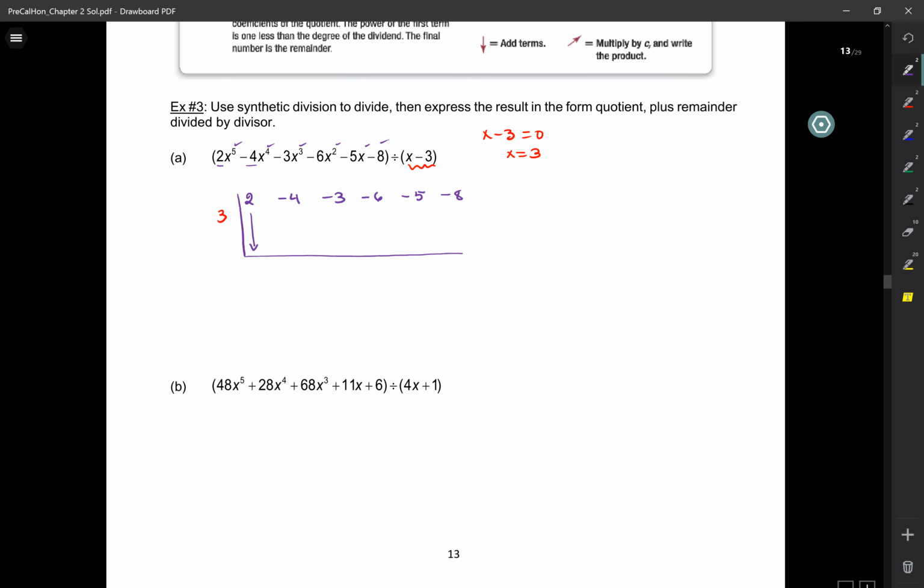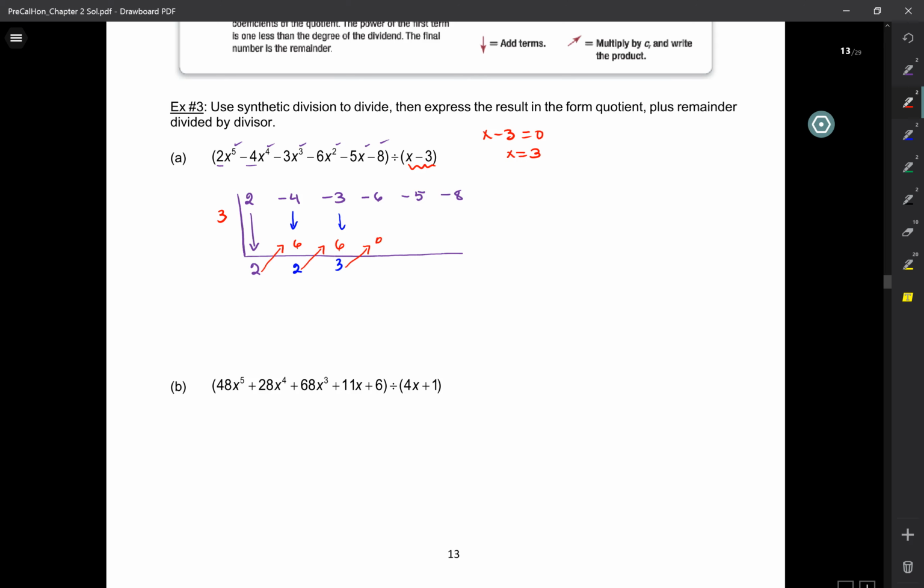So I move the 2 down. That's for free. The 2 comes down for free. Now, whatever happens to make its way down here below the line gets multiplied by the number out front, in this case, the 3. So the 2 comes down. You multiply by 3, you get 6. We add this way, we get 2. Anything that moves down here gets multiplied by 3, we get 6. We add this way, we get 3.